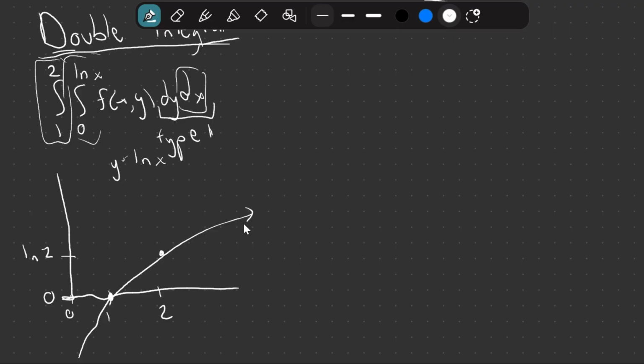And since it's type 1, as we said earlier, that means that the lines are vertical, which means that the area we're trying to find is defined by this inner box here, which is from 1 to 2 on the x-axis and 0 to ln 2 on the y-axis. So that is type 1. And now we need to switch the order of integration. So we're just going to draw another graph. Oh wait, that's not 1.